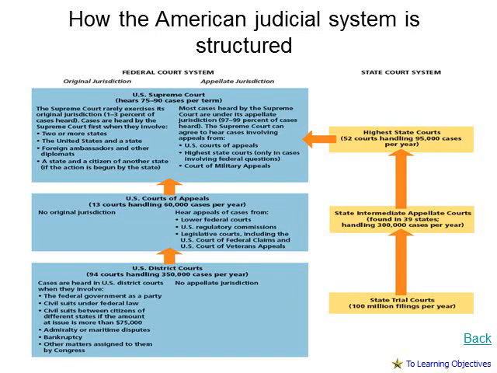Cases that are heard by the Supreme Court first are cases that involve two or more states, the United States and a state, foreign ambassadors, other diplomats, and a state and a citizen of another state if the action is begun by the state. Most cases heard by the Supreme Court are under its appellate jurisdiction, 97 to 99% of its cases. The Supreme Court can agree to hear cases involving appeals from the U.S. Court of Appeals, the highest state courts, but only if they involve federal questions, and the Court of Military Appeals.